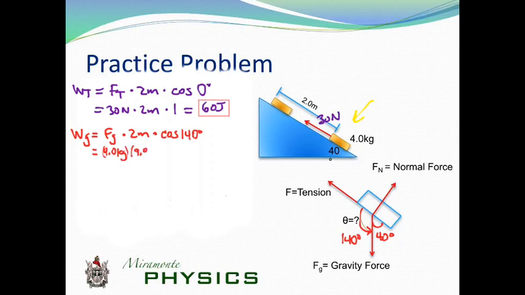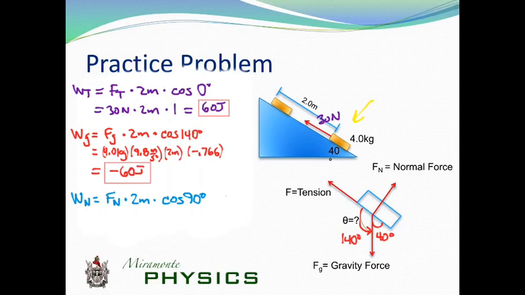So there we go. We can now solve that. 4.0 kilograms times 9.8, that's the gravity force, times 2 meters, times the cosine of 140, which is a negative value, and that makes sense, right? Because the work of gravity is acting against the direction of motion, so it's going to take away from the total work. It would be negative, and that's going to be a total of -60 joules. Now, it's a total coincidence that those two values are exactly the same. If I'd made the tension force 40 newtons, then they would have been different, but coincidentally, they're the same.